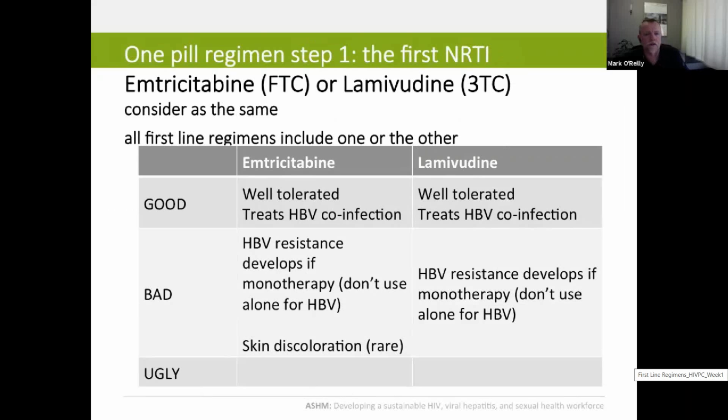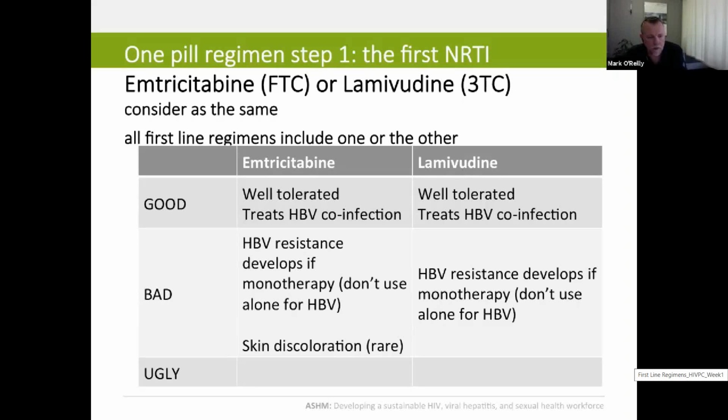So, for your individual one-pill regimen, if you're choosing a one-pill regimen, the first step is to look at the backbone. So, emtricitabine or lamivudine, so FTC or 3TC, are basically one and the same. So, the regimen you would choose would contain one or the other, not both. Emtricitabine is well tolerated, and it also is active against hepatitis B co-infection as well. But it has been associated with hepatitis B resistance if it's used as monotherapy.